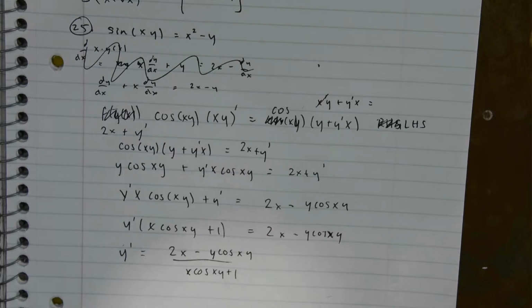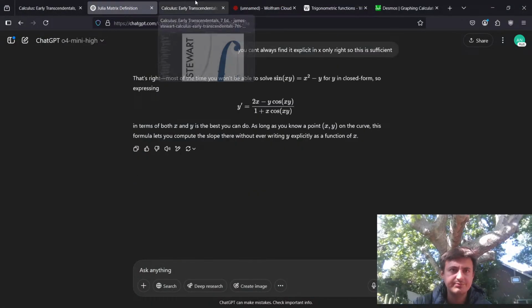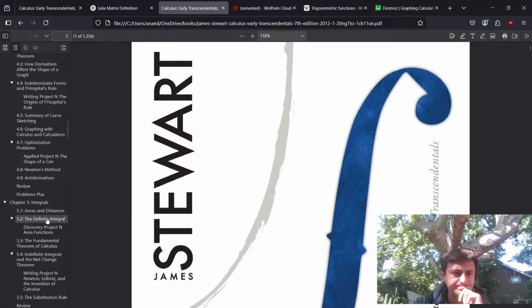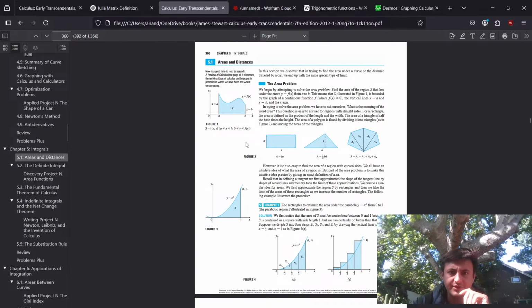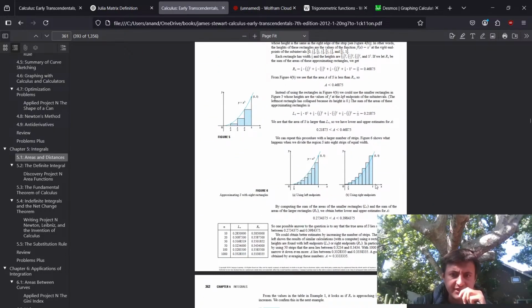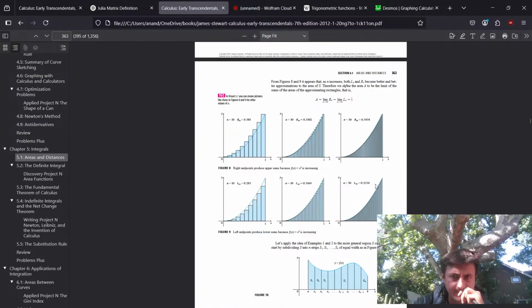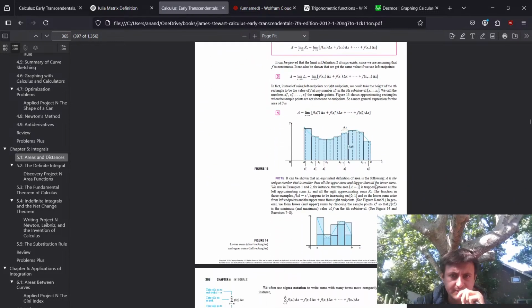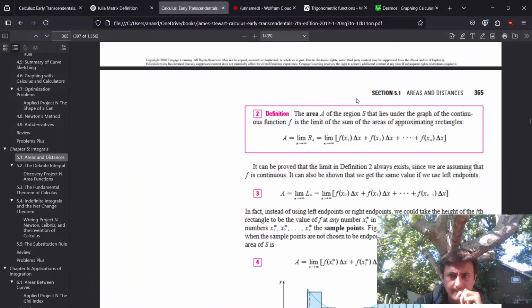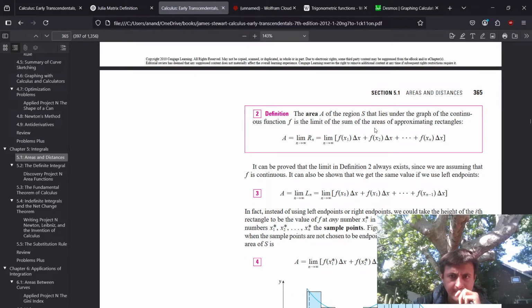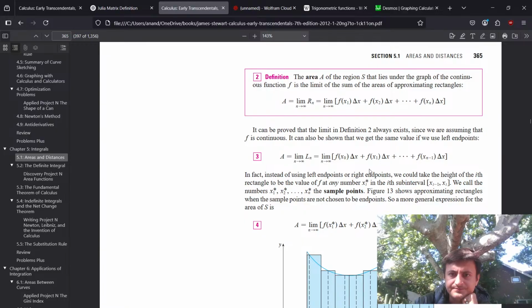Okay. All right, so it's time to switch over to integration. So we're going to practice integrals, but I also want to skim through. I don't think I'm going to read through all of this, but I am going to skim through the definition of the integral. Okay, so they define the area of a region.